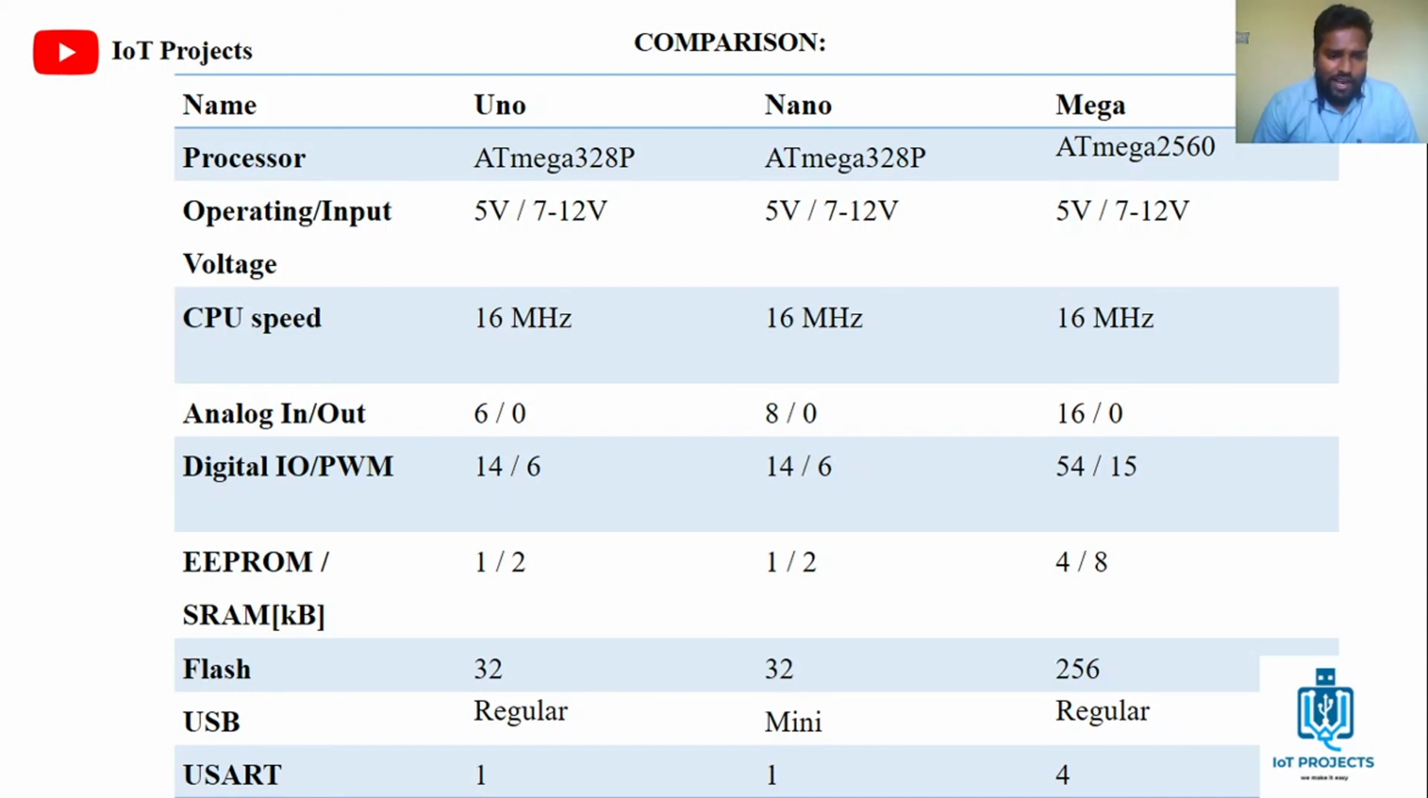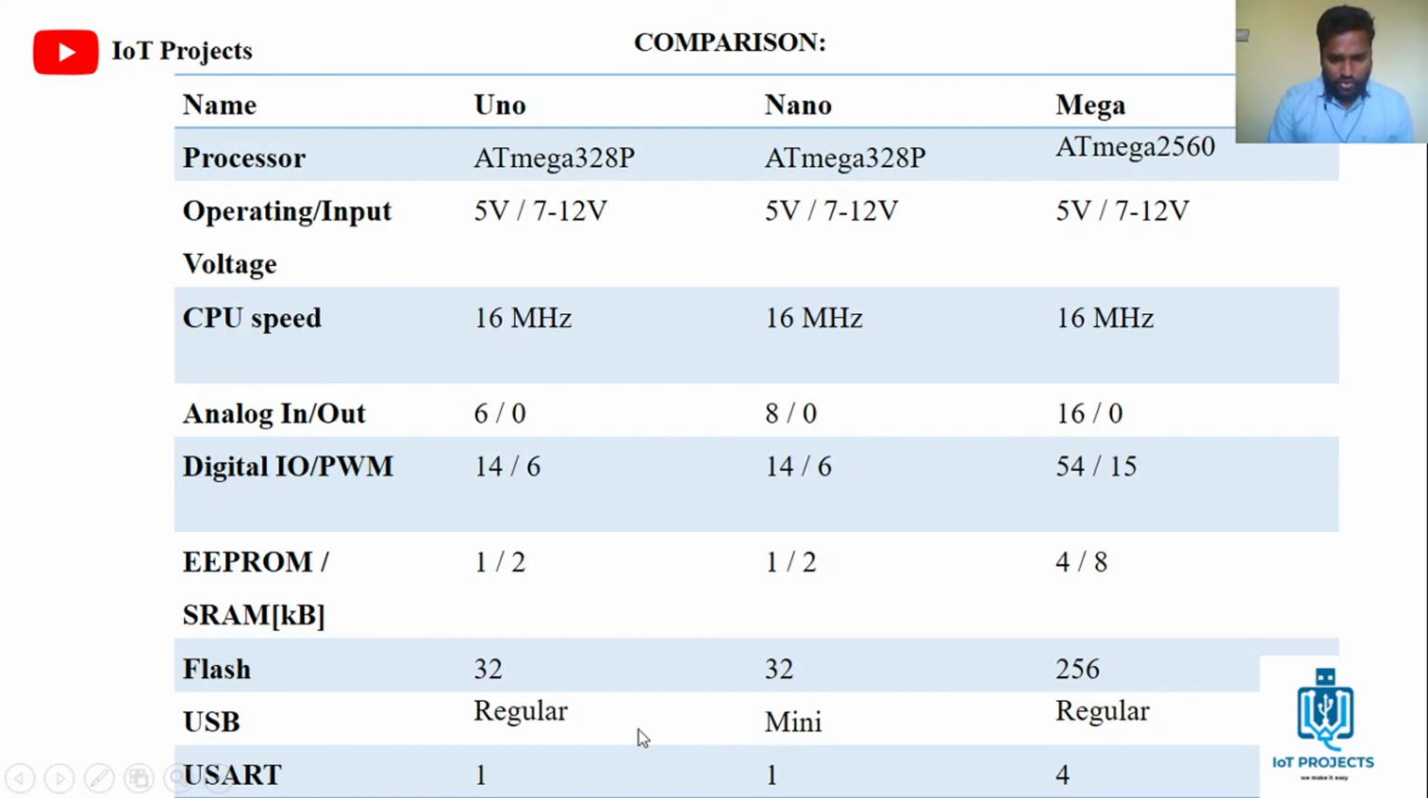In Arduino Uno there are 14 digital input outputs, of which 6 are PWM. For Nano it's also the same, but Arduino Mega has a huge number of digital input output pins, of which 15 are used for PWM signals. EEPROM is 1 and SRAM is 2 for Uno, Nano the same, and just double in the Mega. Flash memory of Arduino Nano and Arduino Uno is the same, 32 KB, and for Mega it is 256 KB.